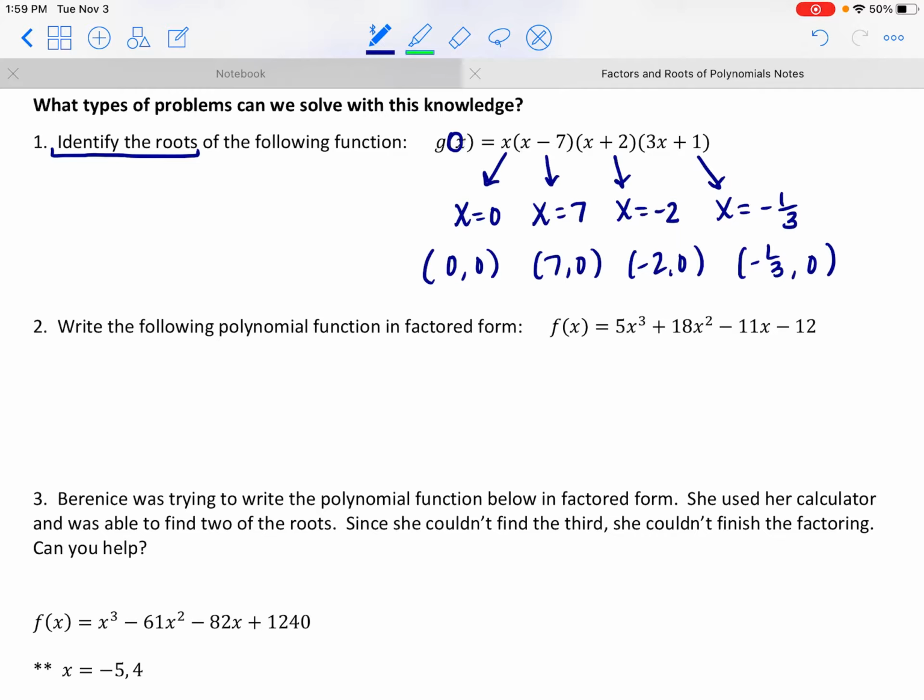So you should be able to find the roots of a function, any function, and you can obviously use technology, but if it's in factored form, you should be able to look at it and establish where the roots are going to be. Okay, and you should also be able to work backwards. So if you have your function in standard form like we do in number 2, we should be able to write it in factored form.